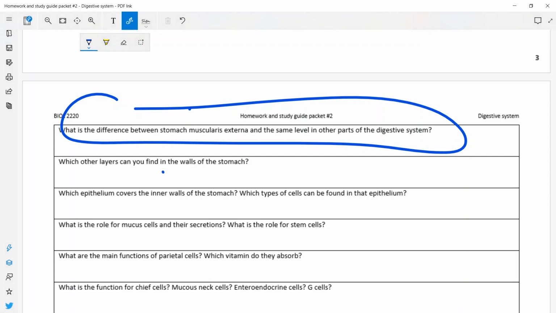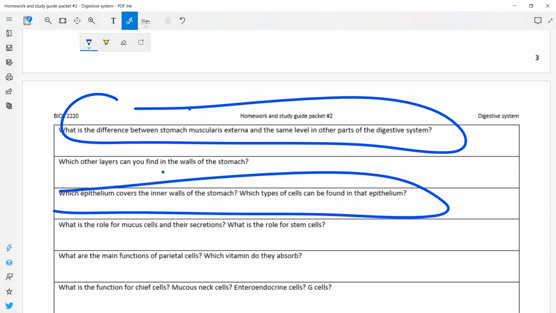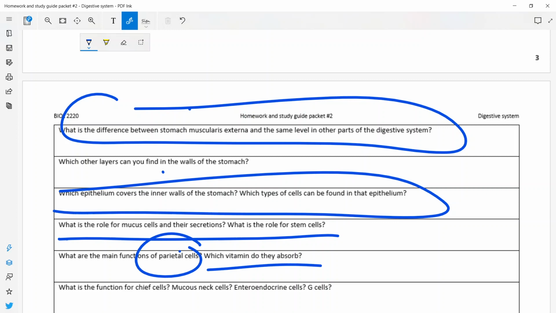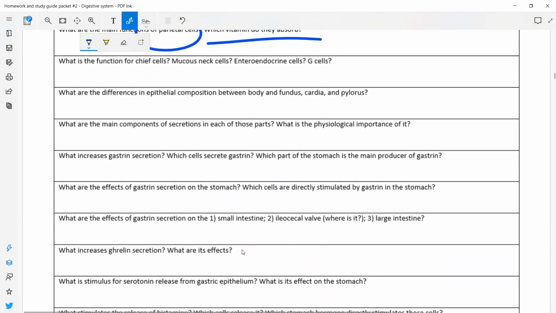Inner walls, columnar epithelium, have different types of cells such as mucous cells, absorptive cells, G cells, chief cells, and parietal cells. Know those types. Mucous cells produce mucus that protects the stomach. Stem cells regenerate all other cells in the stomach epithelium. Parietal cells produce hydrochloric acid and absorb vitamin B12. Chief cells produce pepsinogen. Mucous neck cells, unclear. Enteroendocrine and G cells produce hormones. G cells, specifically gastrin. Enteroendocrine cells, for instance, produce histamine, among others.